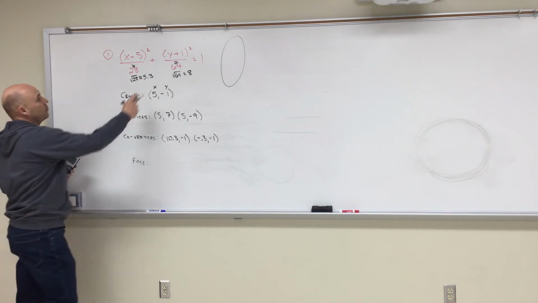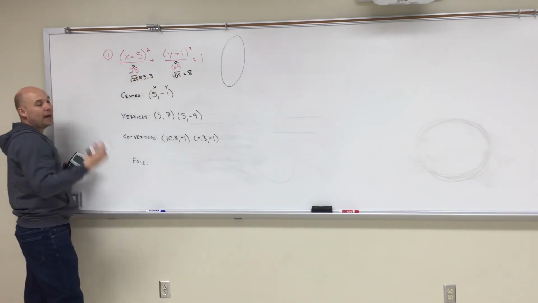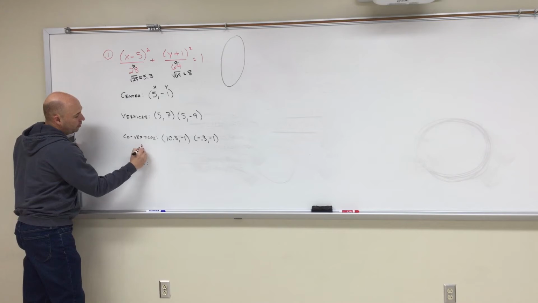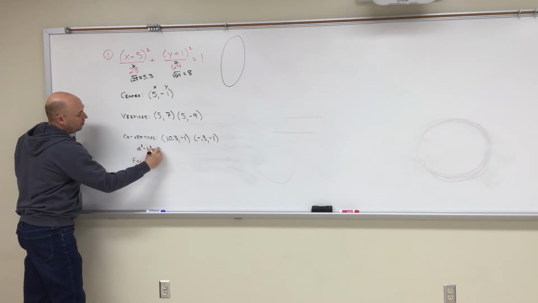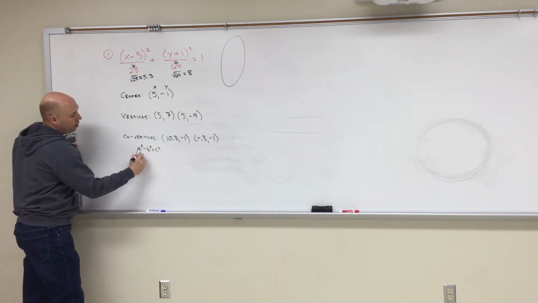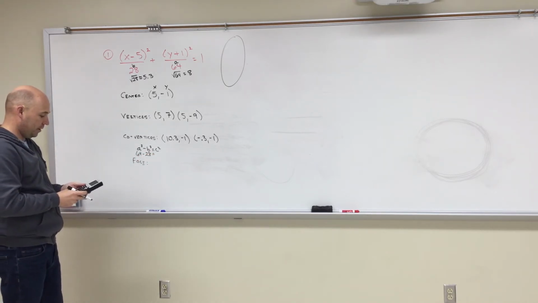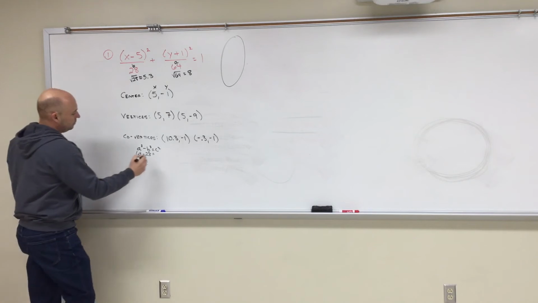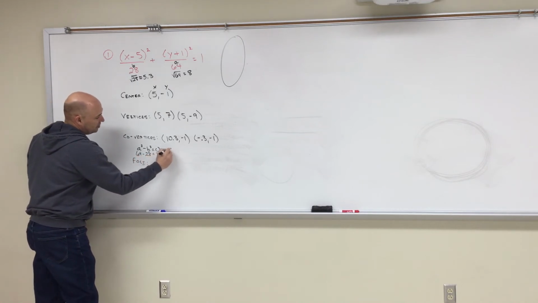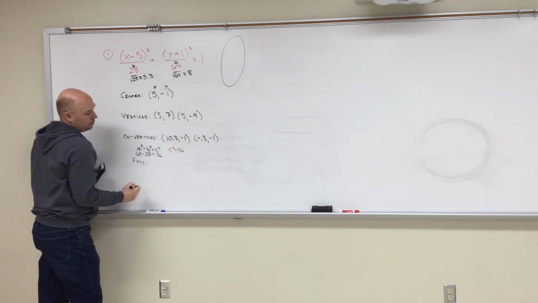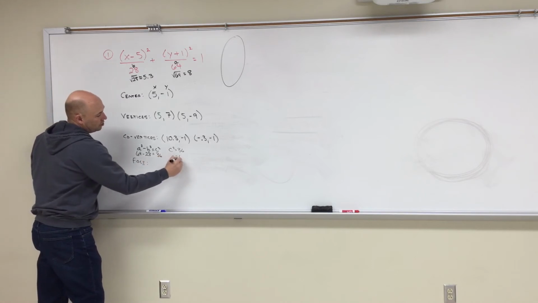My foci comes from taking these 2 numbers, subtracting them. So a squared minus b squared is equal to c squared. So I'm going to do 64 minus 28, and then I'm going to take the square root of that number. So 64 minus 28 is 36. That's my c squared value. Okay, so c is going to be 6.